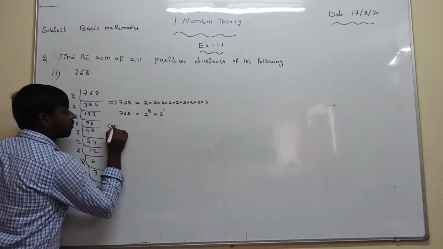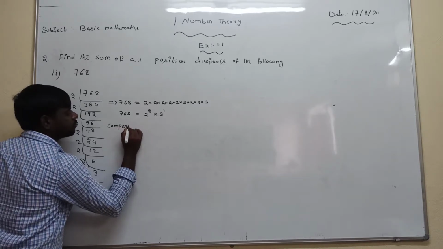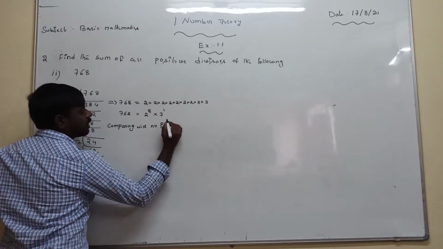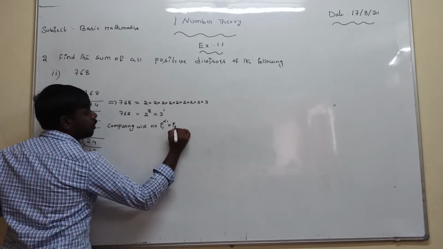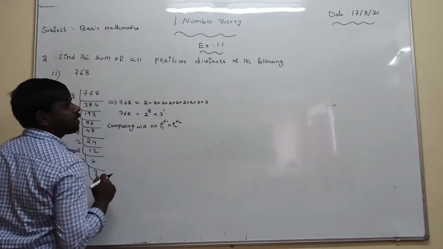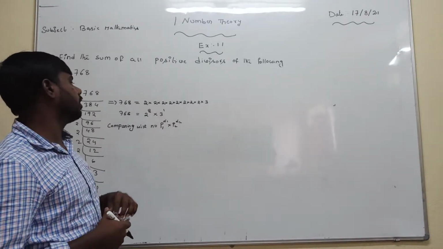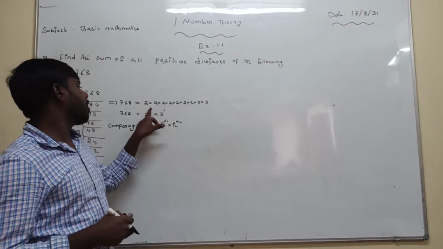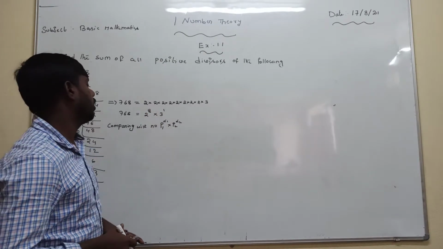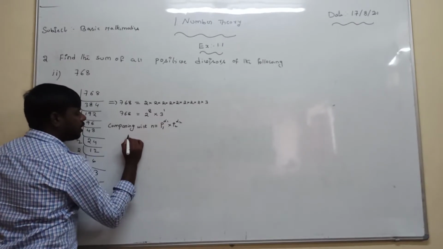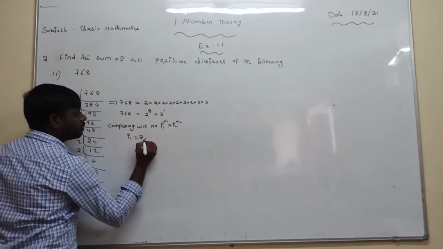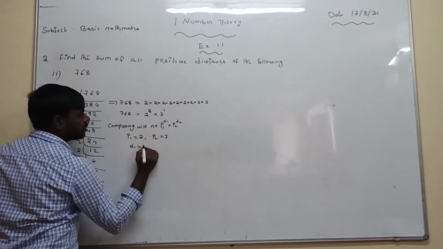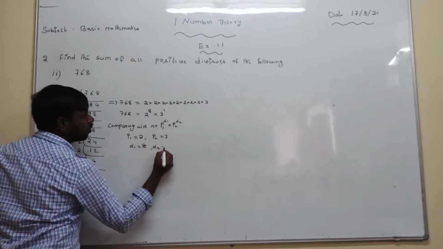Comparing with n, is equal to only 2 numbers exist. P1 power of alpha 1 into P2 power of alpha 2. Because how many prime numbers exist here? Only 2 prime numbers. First prime number is P1, second prime number is P2. But only 2 powers exist, one is alpha 1, the other alpha 2. Now comparing with those 2 values, you write down the P1 value is 2 and the P2 value is 3. The power values are called alpha values. Alpha 1 is 8 and alpha 2 is equal to 1.